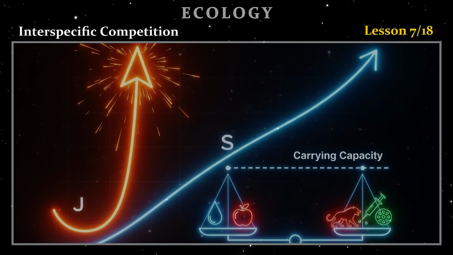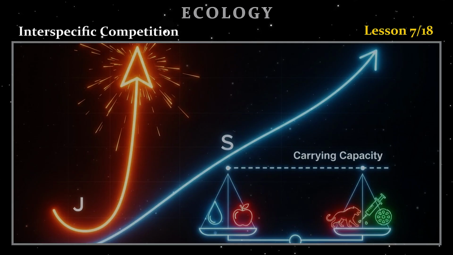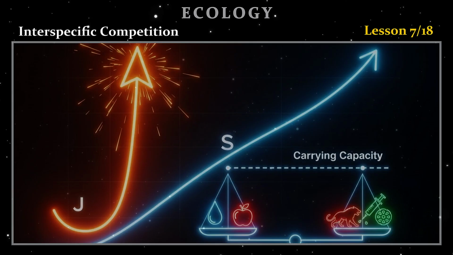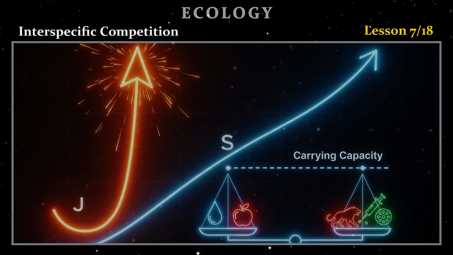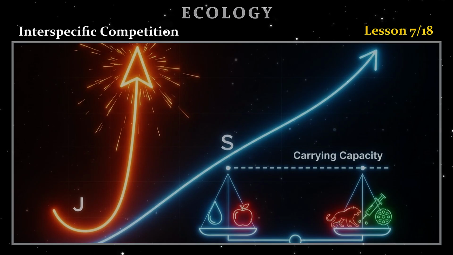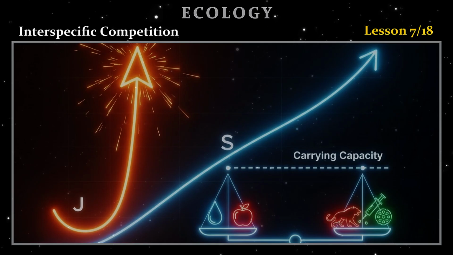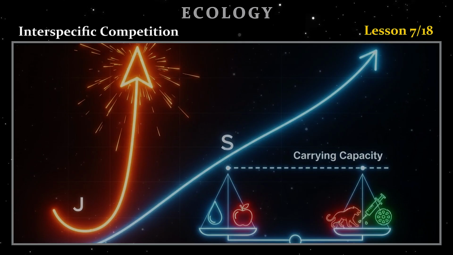You now understand the laws of numbers. You see the J curve of potential and the S curve of reality. You understand that every population is trapped between the urge to expand and the limits of the earth. But growth requires energy. It takes resources to build a body. It takes time to raise a child.